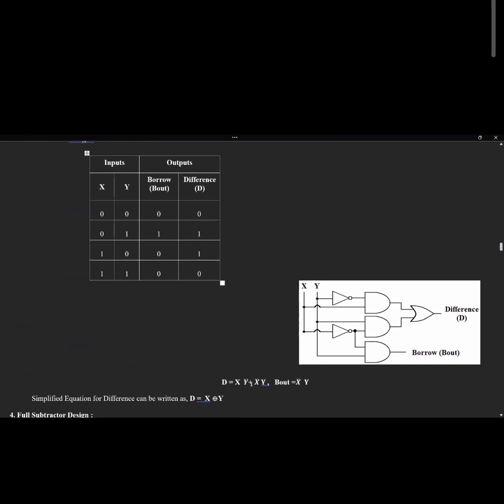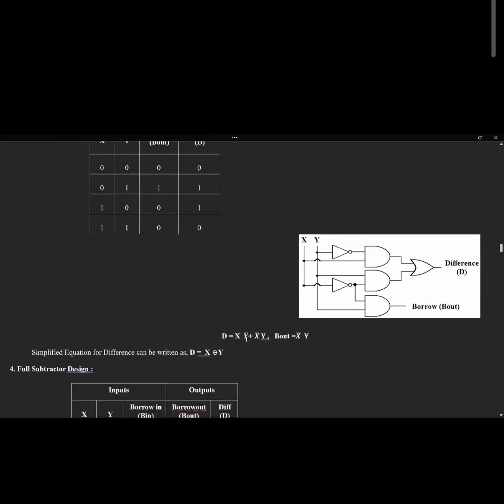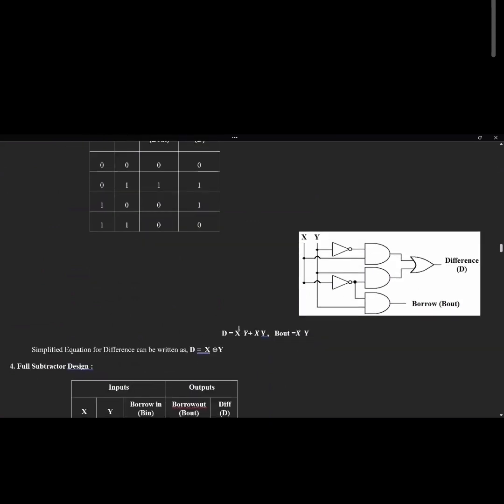So the difference expression: when difference is 1, it is x bar y plus x y bar, for these two ones. And next, borrow out is 1 means x bar y. We already know we can write the difference in the form of an XOR gate.